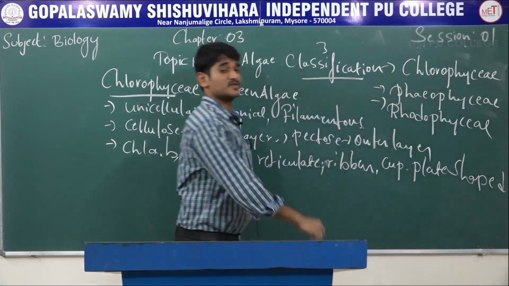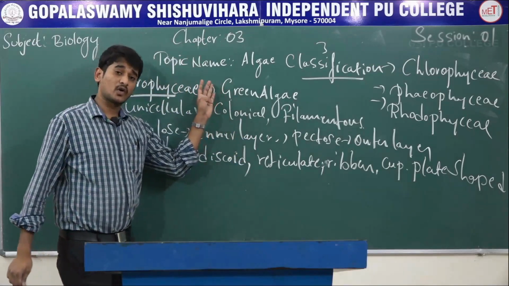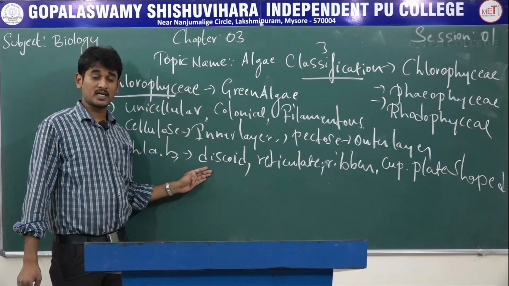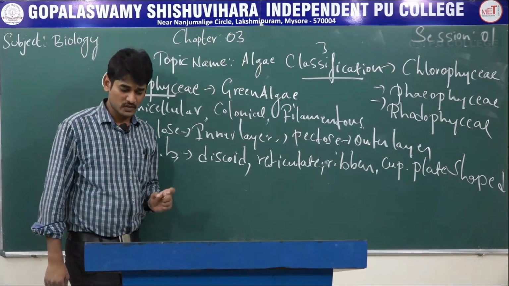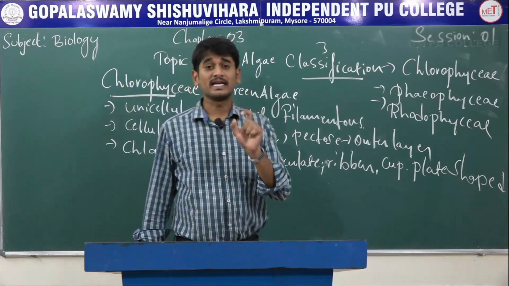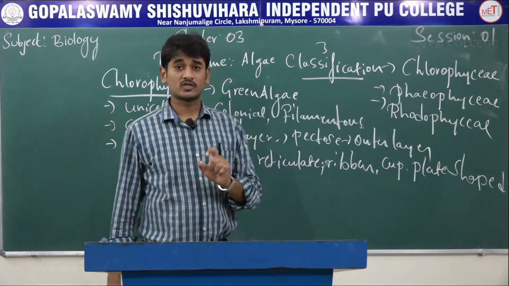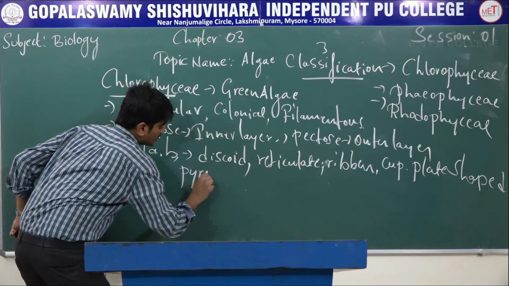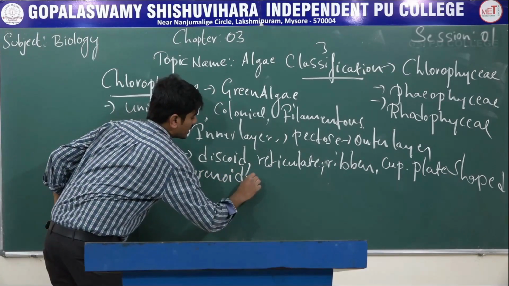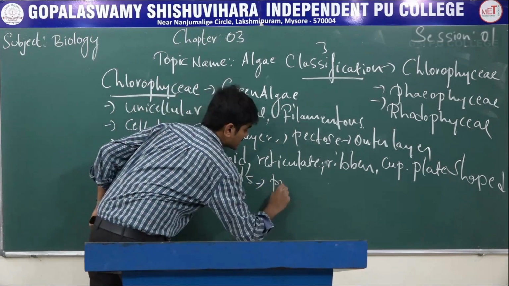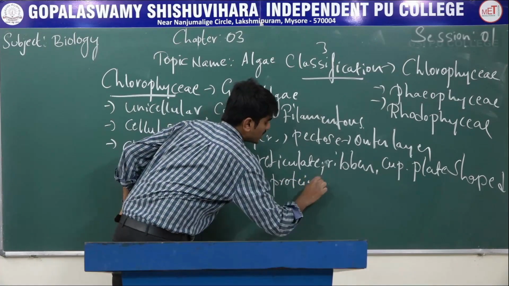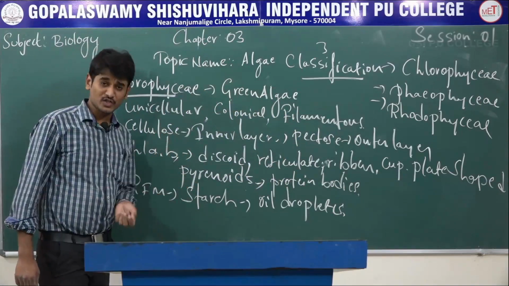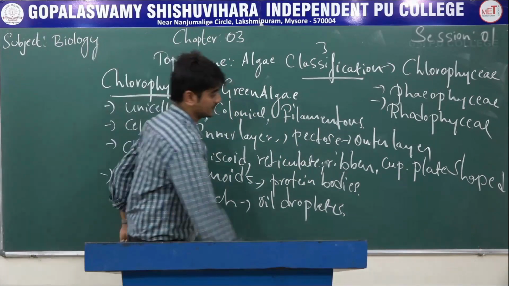So different types of species in chlorophyceae show different types of chloroplast, and in the chloroplast there are spherical protein bodies that are called pyrenoids. So what are pyrenoids? Pyrenoids are protein bodies.